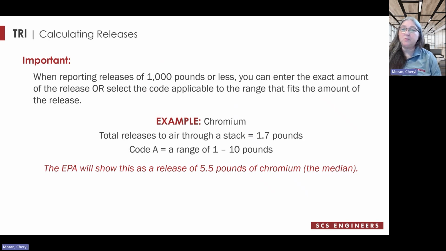Keeping in mind that all of these reports do become public records and people can come and find out what you're emitting, you might want to think twice before you over-report. 4 pounds is a very small amount, but if you're in certain communities, there might be an important distinction between 1.7 and 5.5 pounds. So be sure you want to do that before you use that option.